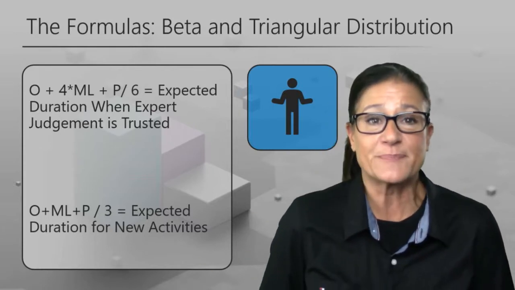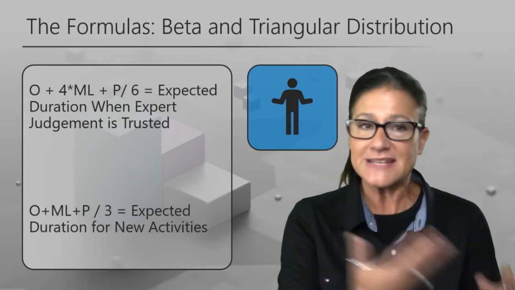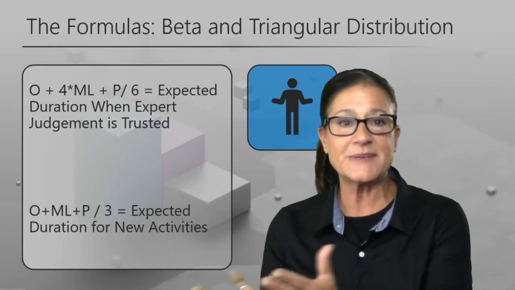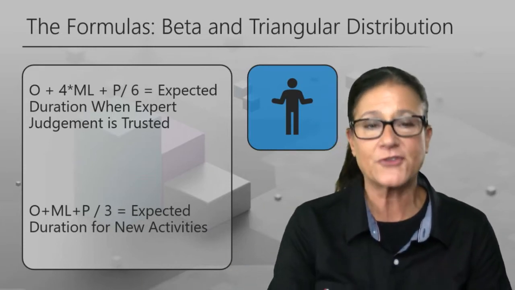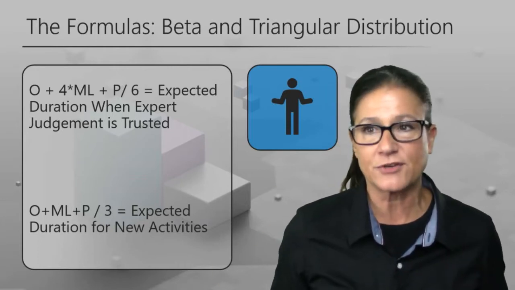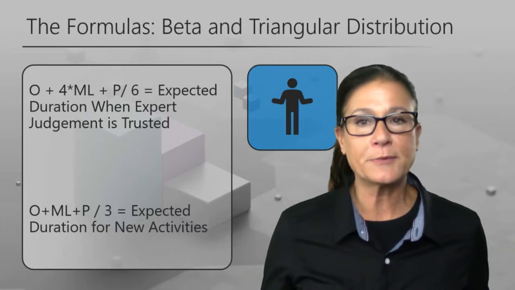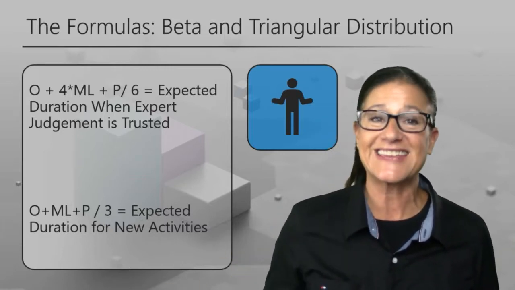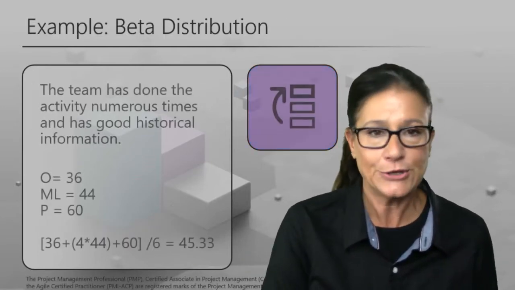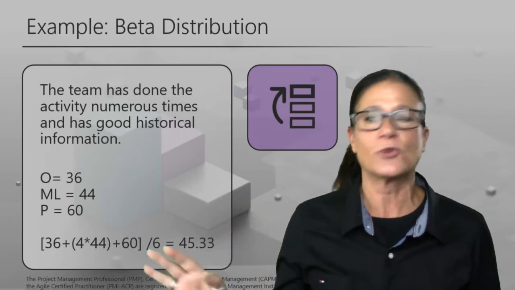What if we've never done this before? Well, you're probably still going to have some experts running around who have opinions. But in this case, in triangular distribution, we're getting a true average. Optimistic plus most likely plus pessimistic divided by 3. There are 3 variables. It's a true average. So just think a triangle has 3 sides. If you've never done it before and you're just looking to accommodate risk equally with a most likely estimate, that is the formula that you want to use. So here's how this works. Let's say the team has done the activity numerous times.